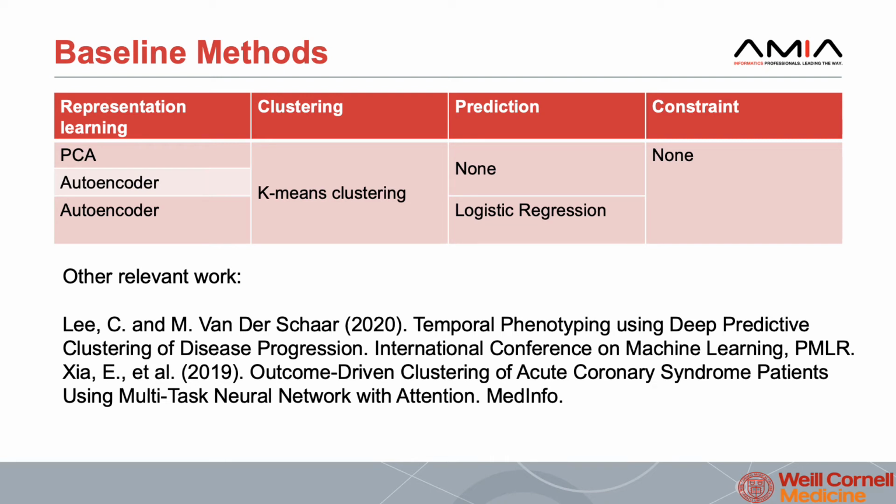And I also want to point out that specifically regarding the focus of outcome-drivenness, there is also other relevant work here from 2019 to 2020, which includes the temporal phenotyping using deep predictive clustering of disease progression, as well as multiple pieces of work from IBM on outcome-driven clustering, of which I'm citing one here.